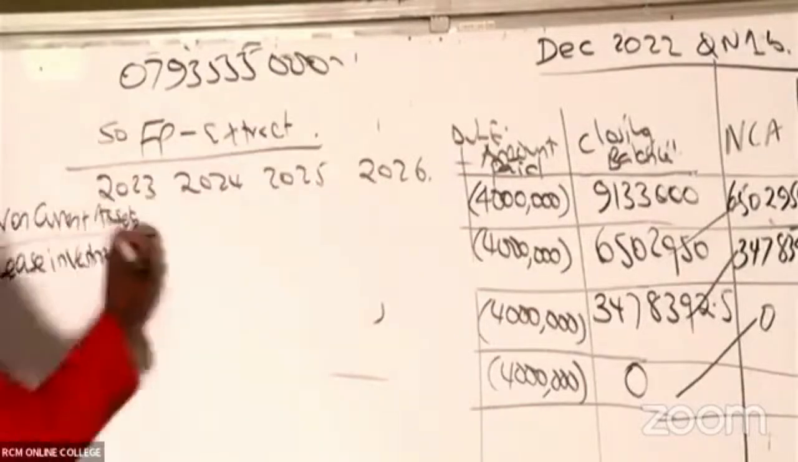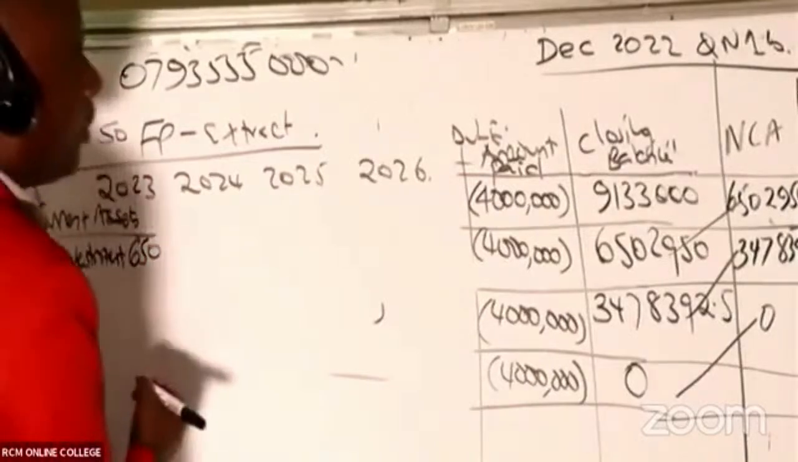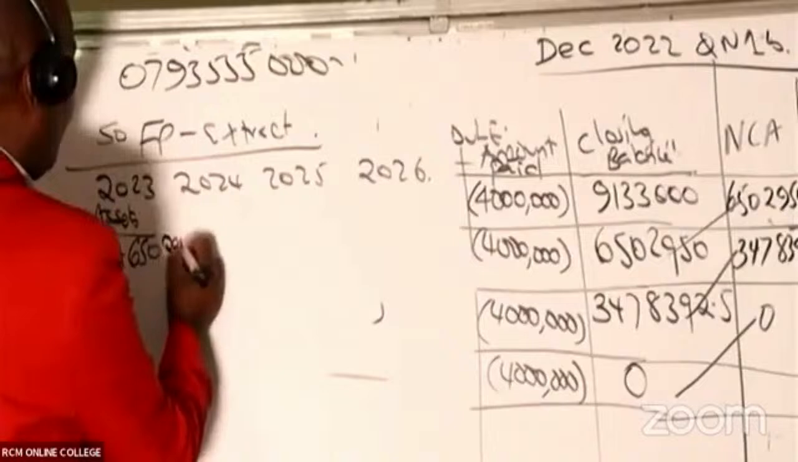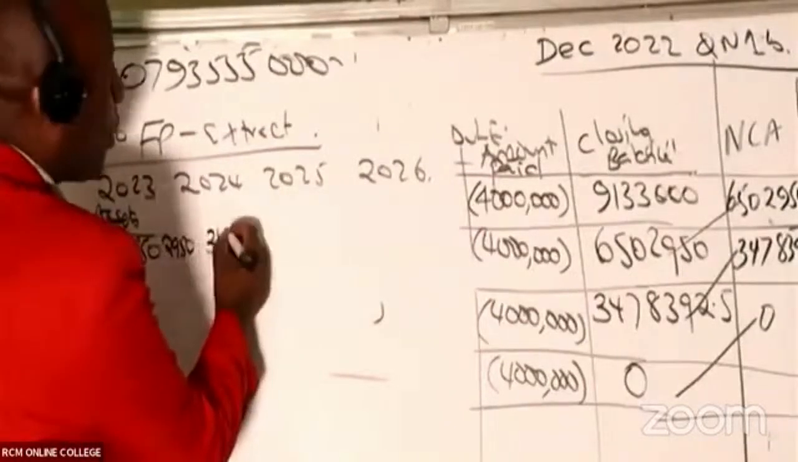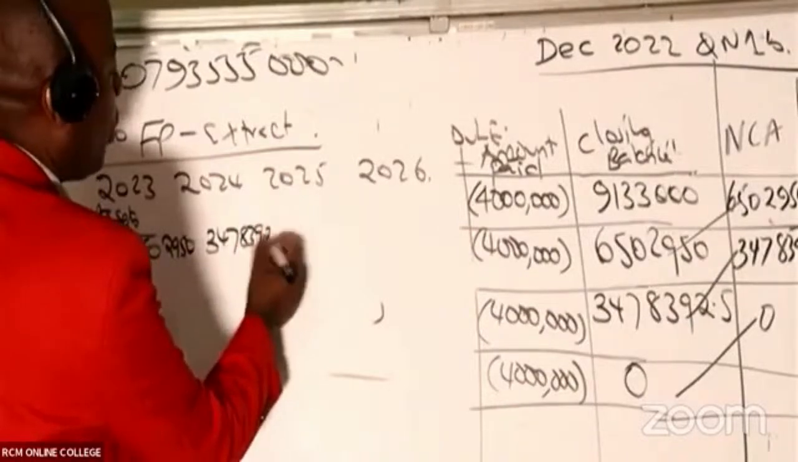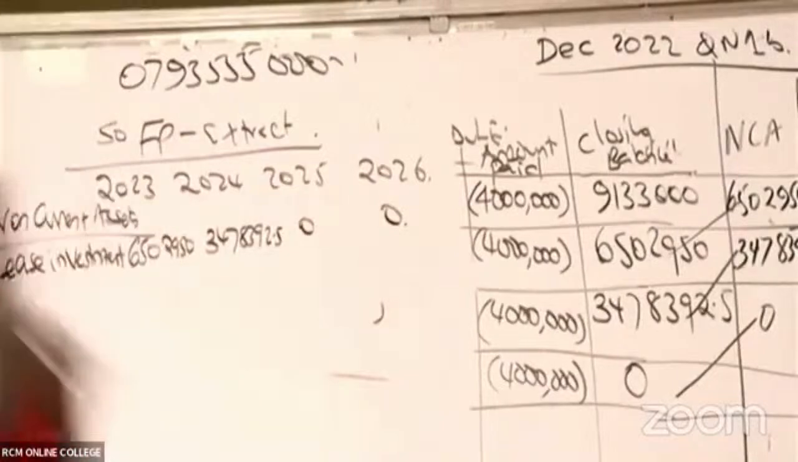So we have here 650 to 2950, the first year. The second year is 347, 839, 2.5, 225 is 00. And then of course, that is number one.